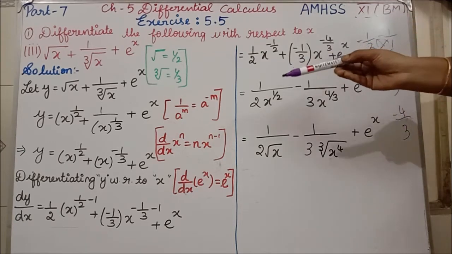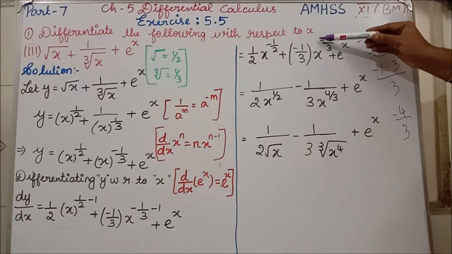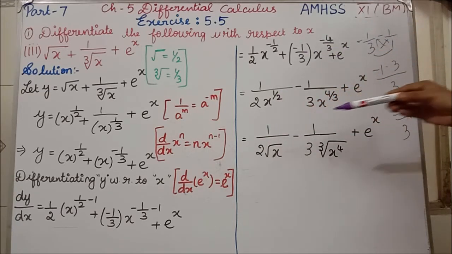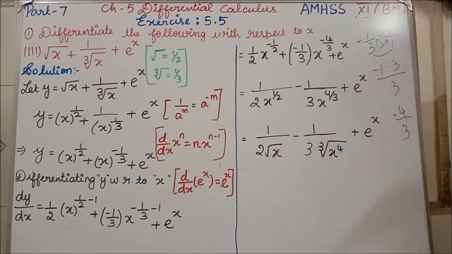So only minus 1 by 3x. This answer, minus 1 by 3 minus 1, answer is what? Minus 4 by 3. Plus e power x we are writing. Why are we writing e power x the same itself? Why are we not differentiating that e power x? We are differentiating. See the formula? Differentiation of e power x value is what? The same e power x only.